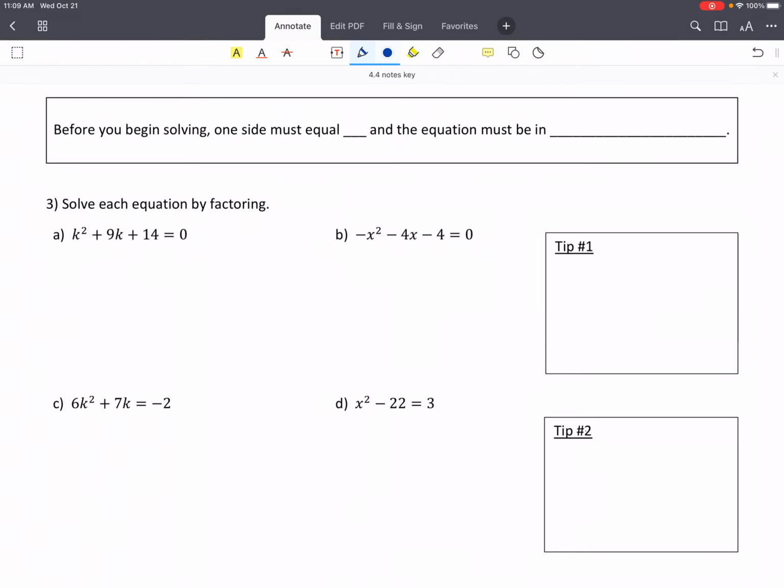Alright, so we're just going to do a bunch of examples now. Before you begin solving by factoring, the thing is to use the zero product property, then you must have one side that equals 0. Because you can't use a zero product property without one side equaling 0. So one side must equal 0 and the equation must be in standard form.